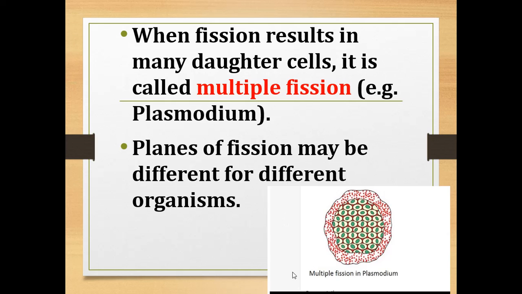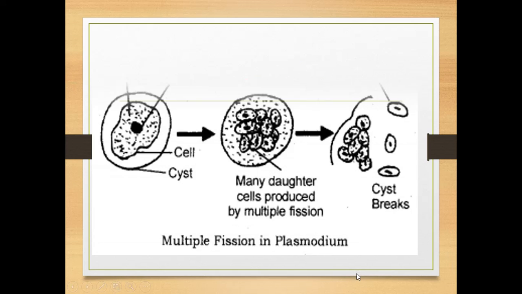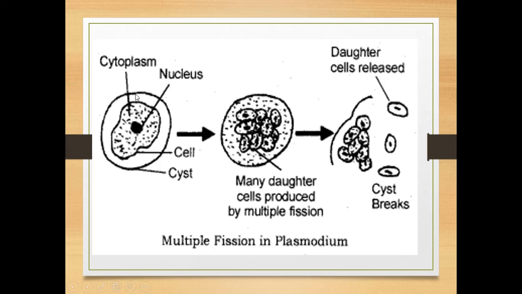Now here you can see the picture. So the single cell will get divided into many daughter cells, that is called multiple fission. In the picture you can see nucleus, cytoplasm start to divide, which results in the formation of many daughter cells, and once the cyst matures, it will break and the daughter cells are released.